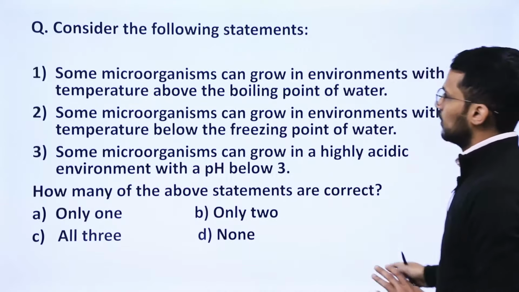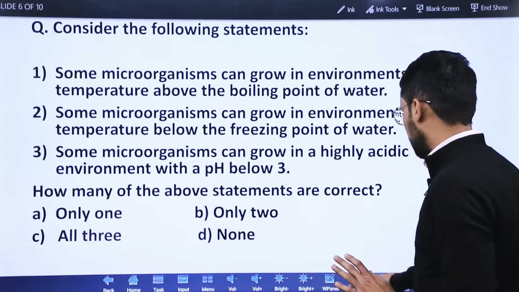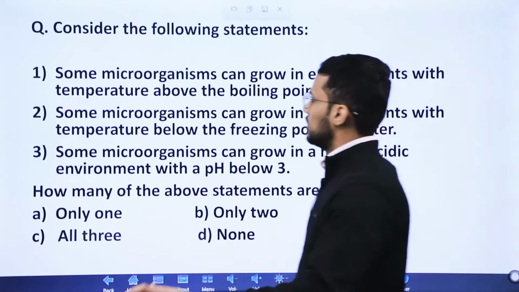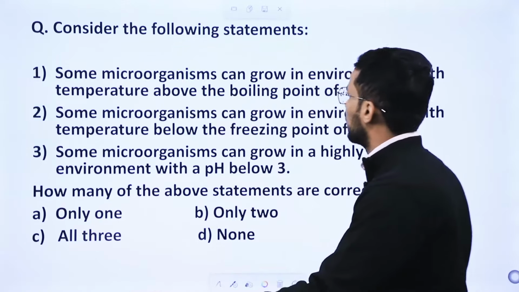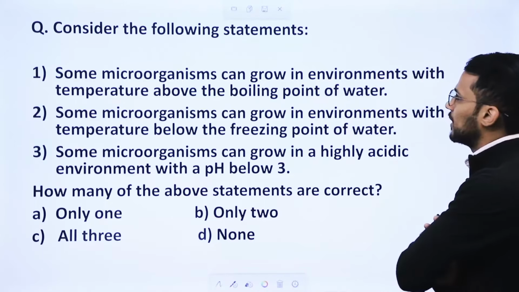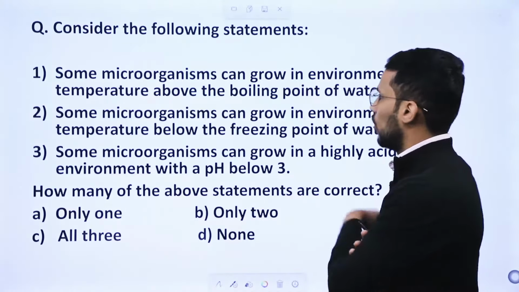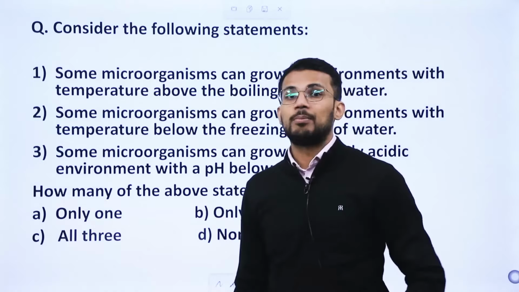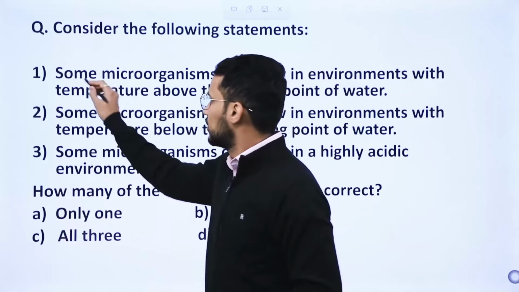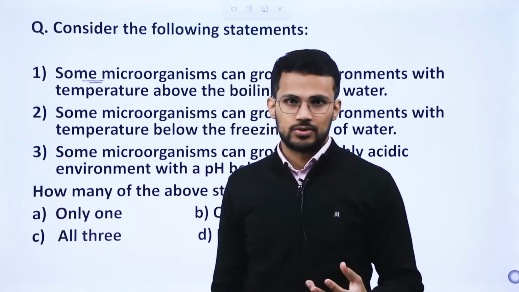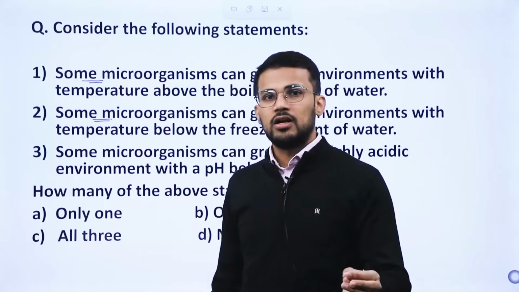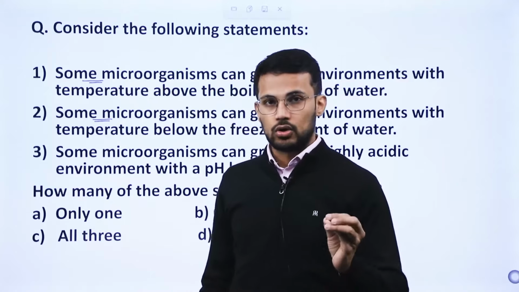Next. Now, this question is a relatively easy question, right. Let us consider the question. The question is, consider the following statements. First, some microorganisms can grow in environments with temperature above the boiling point of water, right. So here you can apply logical reasoning. Why? Because it is not saying all microorganisms, it is only saying that some microorganisms, right. In all three statements, the statements are not saying most of the microorganisms or all microorganisms.